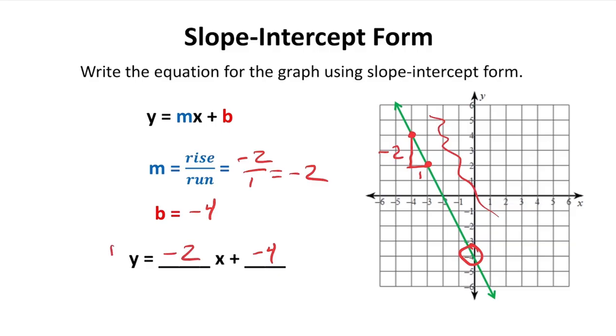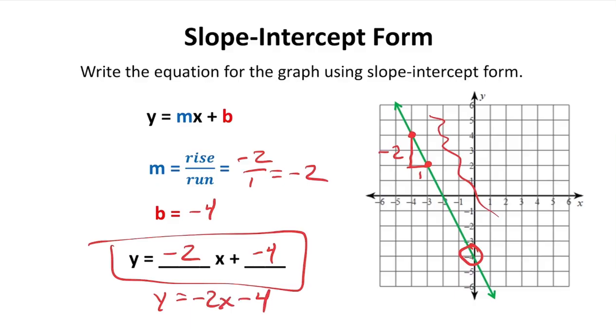Y equals -2x plus -4. You can also rewrite this as y equals -2x minus 4. I accept it either way, but in the future you are expected to simplify this. When you add a negative number, you're subtracting.